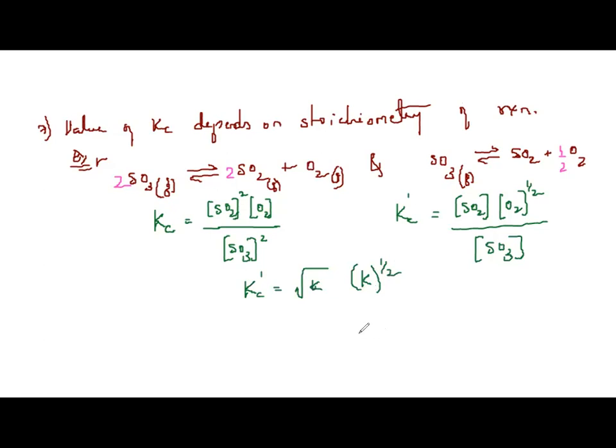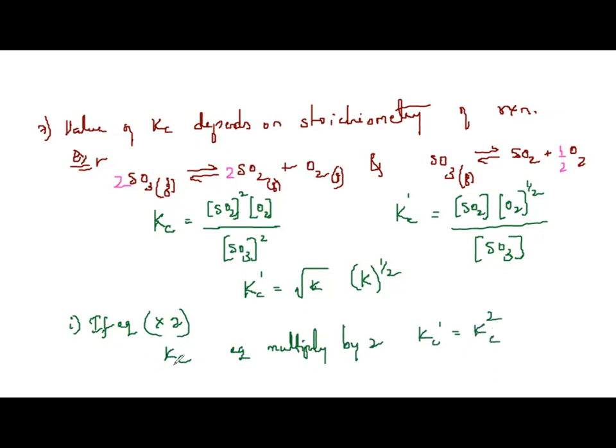Similarly, if a particular equation is multiplied by 2, we come to this conclusion. Suppose there is an equilibrium constant Kc, and if you multiply the equation by 2, you will get a new equilibrium constant Kc prime. That will be equal to the square of the original equilibrium constant, Kc square.